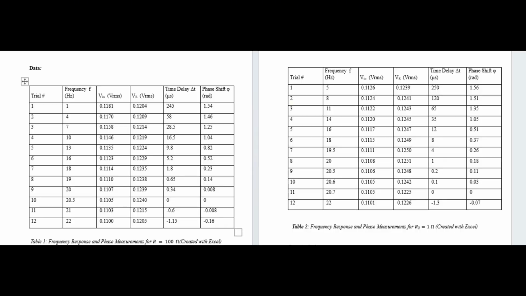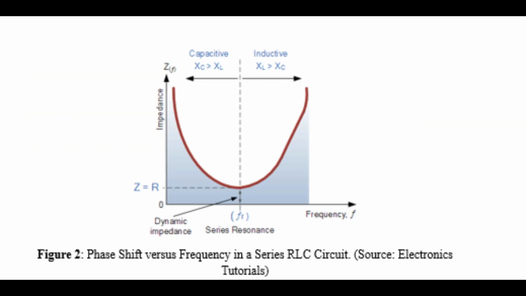By analyzing our data, we observed that the resonance frequency occurred consistently around 20.5 Hz, where the circuit transitions from capacitive to inductive behavior. The phase shift measurement clearly confirmed the theory, as the phase angle dropped to zero at the resonance point, proving that the circuit behaves as a purely resistive system at this frequency.